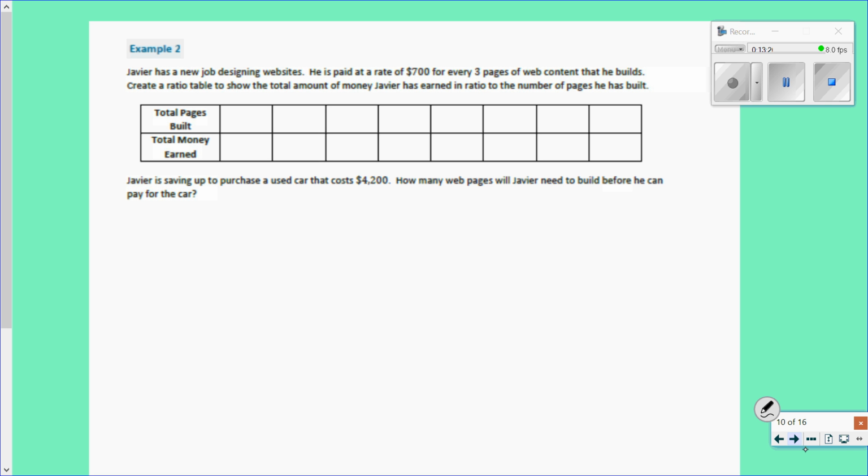Okay, now we're going to look at Javier. Javier has a new job designing websites. He is paid at a rate of $700 for every 3 pages of web content that he builds. Create a ratio table. There is an instruction to show the total amount of money Javier has earned in ratio to the number of pages he has built. So what is my initial ratio going to be? Where did he start?